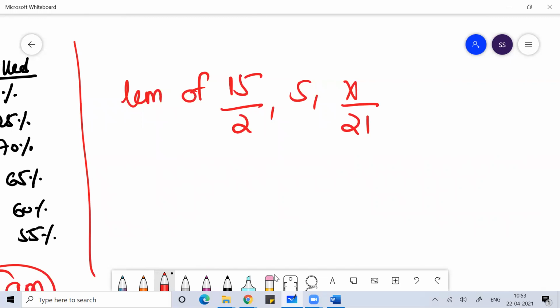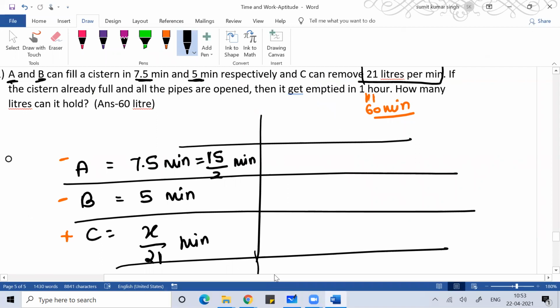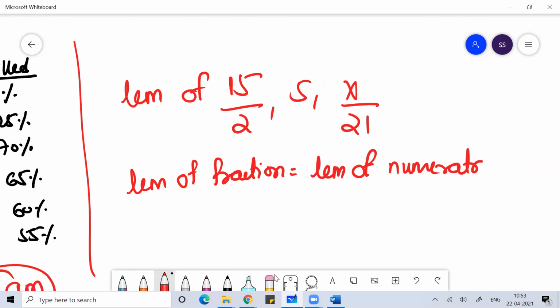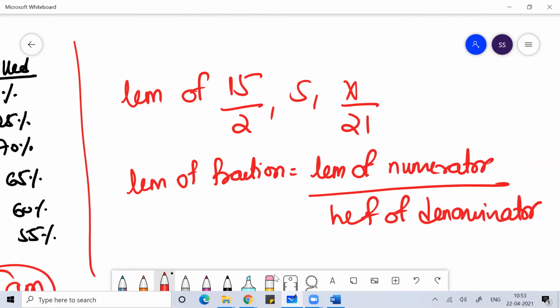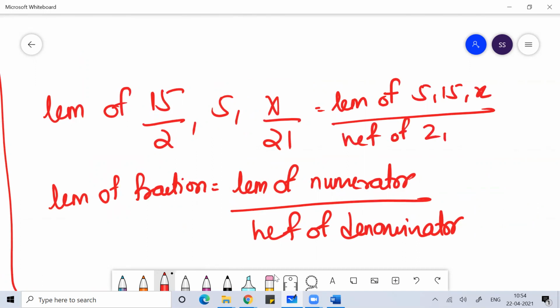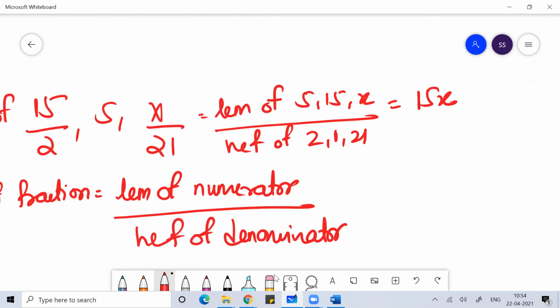This is the way I used to solve the problem. There is another way also, a different method. I hope you remember the LCM of fractions. LCM of a fraction is the LCM of the numerators divided by the HCF of the denominators. That is the formula we can use. So the LCM of this is the LCM of 5, 15 and x divided by the HCF of 1, 2 and 21. What is the LCM of 5, 15 and x? That will be 15x. What is the HCF of 1, 2 and 21? That will be 1 only.